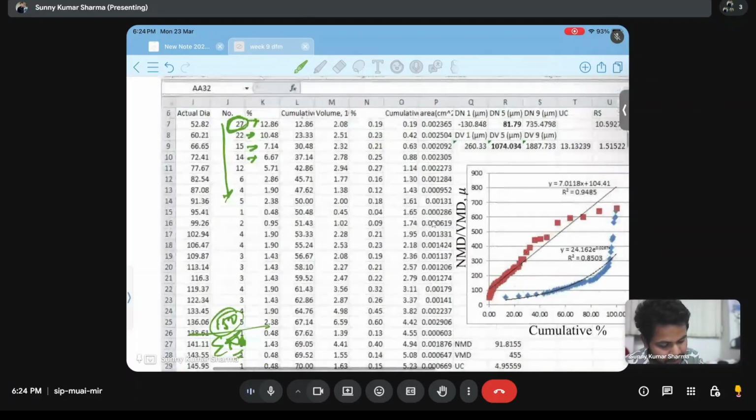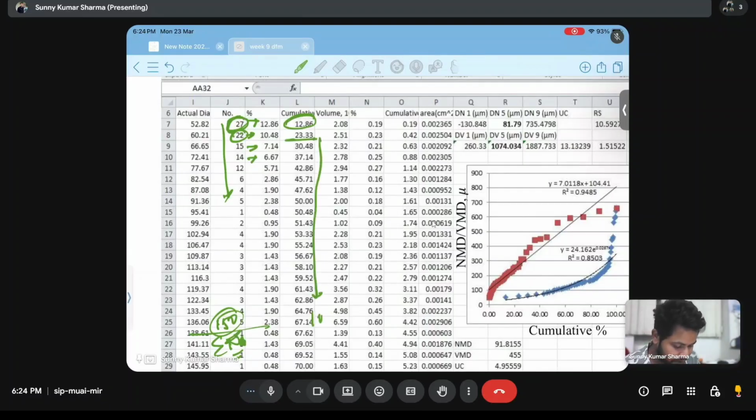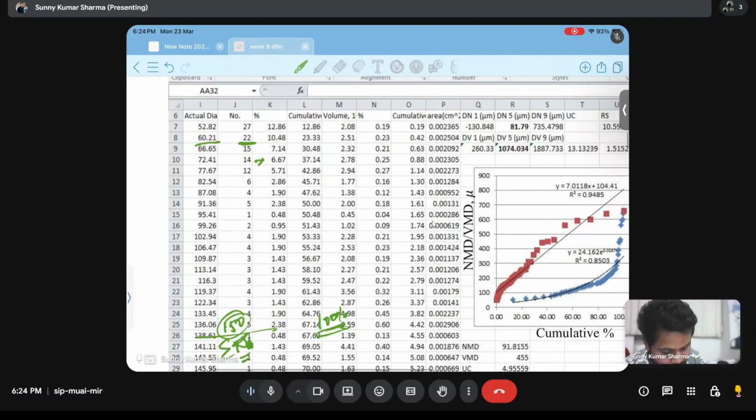Now the cumulative percentage of that number is calculated. First will be 12.86%. Now with 22 droplets it will increase, and it will go up to 100%, because that is the cumulative percentage. What this 23.33 means is that with the next 22 droplets, below this 62.1 diameter, our number of droplets is 23.33%. Likewise it will reach 100%. So this is the cumulative percentage of number.